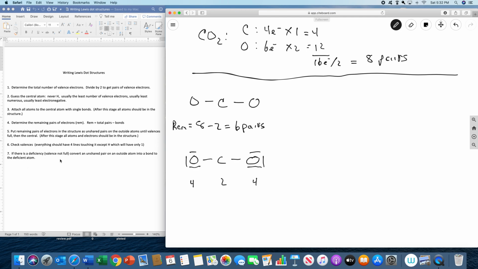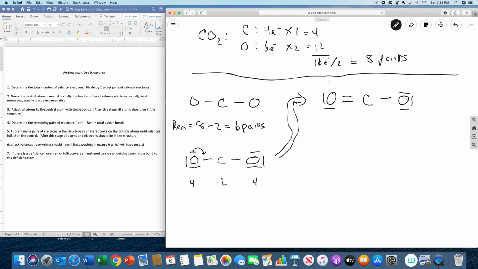So this is where we go to step 7. If there's a deficiency, we're going to convert an unshared pair on an outside atom into a bond to the deficient atom. So let's arbitrarily take this one here and make it into a bond. The carbon is deficient. So I'm going to redraw this so you can see what I've done. So that oxygen now only has 2. This unshared pair is now a bond to the carbon. This side we didn't do anything to. And again, I recommend that every time you make a change, you redraw it so you can see what you've done. We still only have 8 lines. 1, 2, 3, 4, 5, 6, 7, 8.